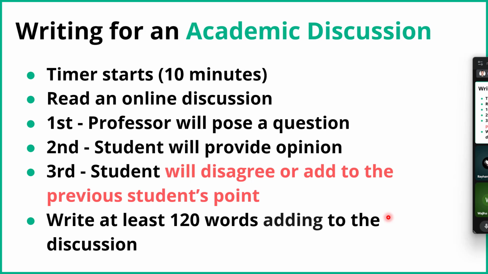Now, overall, the academic discussion task is organized this way. We'll have 10 minutes to write all the task. We have to read, we have to scan, we have to write, plan, update, and finally submit it. In 10 minutes, we have to do all of them. So here we read an online discussion. First, as you have seen, we have the professor who poses a question. Then we have two students answering or providing their opinion regarding the professor's question.